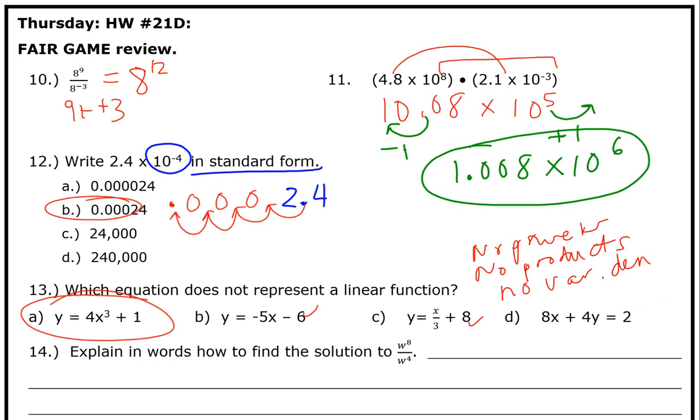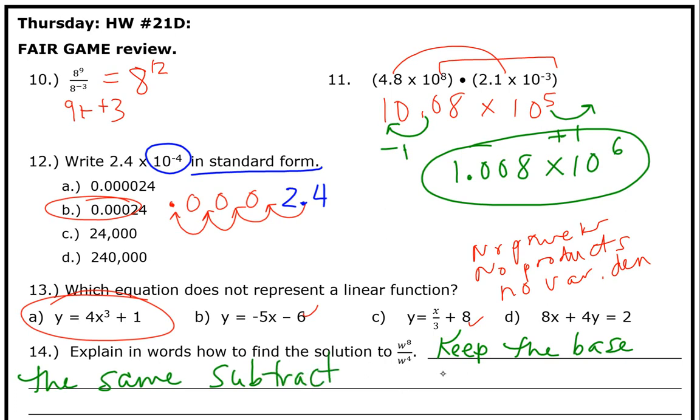Question 14. Explain in words how to find the solution to w to the 8th divided by w to the 4th. Keep the base the same. Subtract the powers. That's it. Those are the directions on how to divide like bases. If it also wants the answer, you write w to the 8 minus 4.